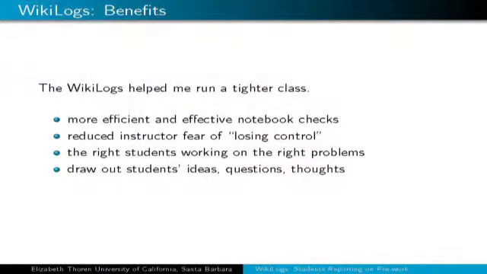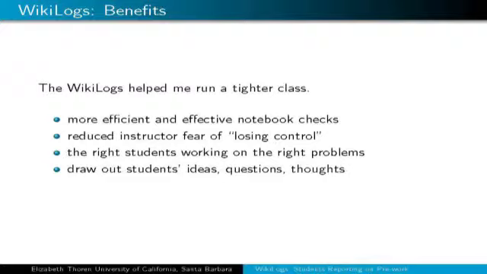But also, the second benefit was just reducing the fear of losing control in an IBL classroom. I mean, I just felt better walking in because I was like, I've got a plan. I know what I'm going to do with them because I've got this information, I've developed a plan, and I know what's going to happen.